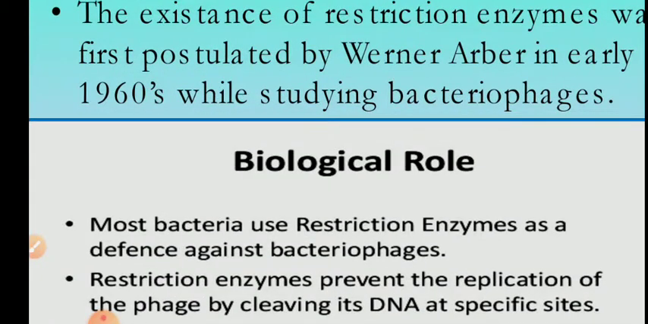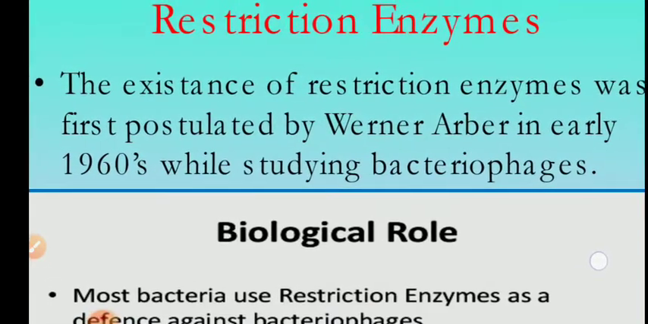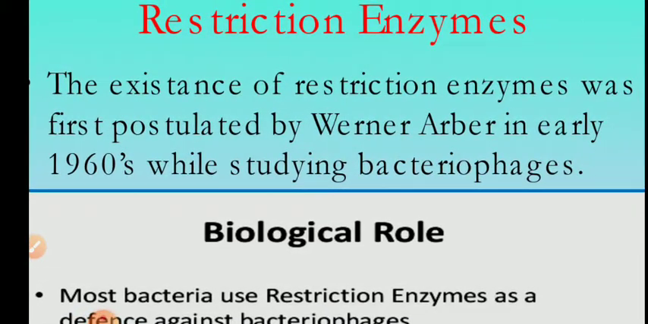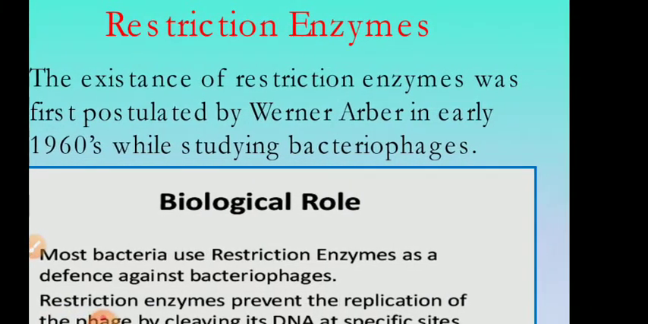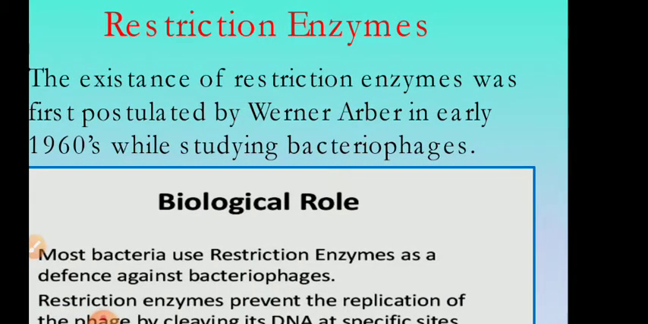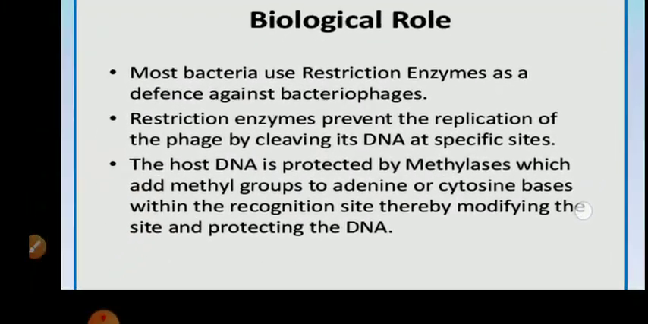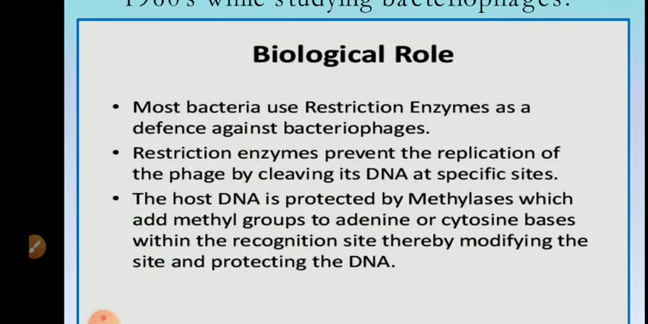The existence of restriction enzymes was first postulated by Werner Arber in the early 1960s while studying bacteriophages. What he said was that most bacteria produce a certain kind of enzymes, which we now call restriction enzymes, as a defense mechanism against bacteriophages. So bacteria produce a special type of enzyme called restriction enzyme to protect themselves from bacteriophages.